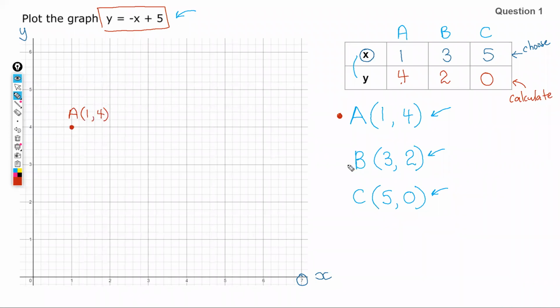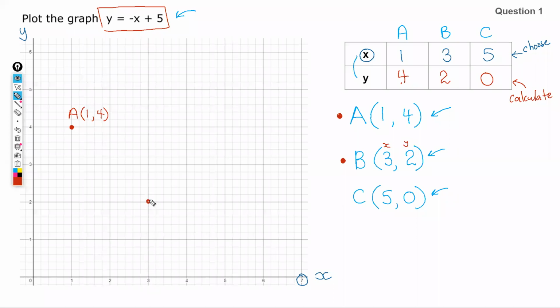Let me do a second one for those who are scratching their heads. To plot point B, its values are (3, 2). Remember, the 3 is the x and the 2 is the y. So that means we go to 3 on the x-axis, look at here, and then we go up to how much on the y? 2.